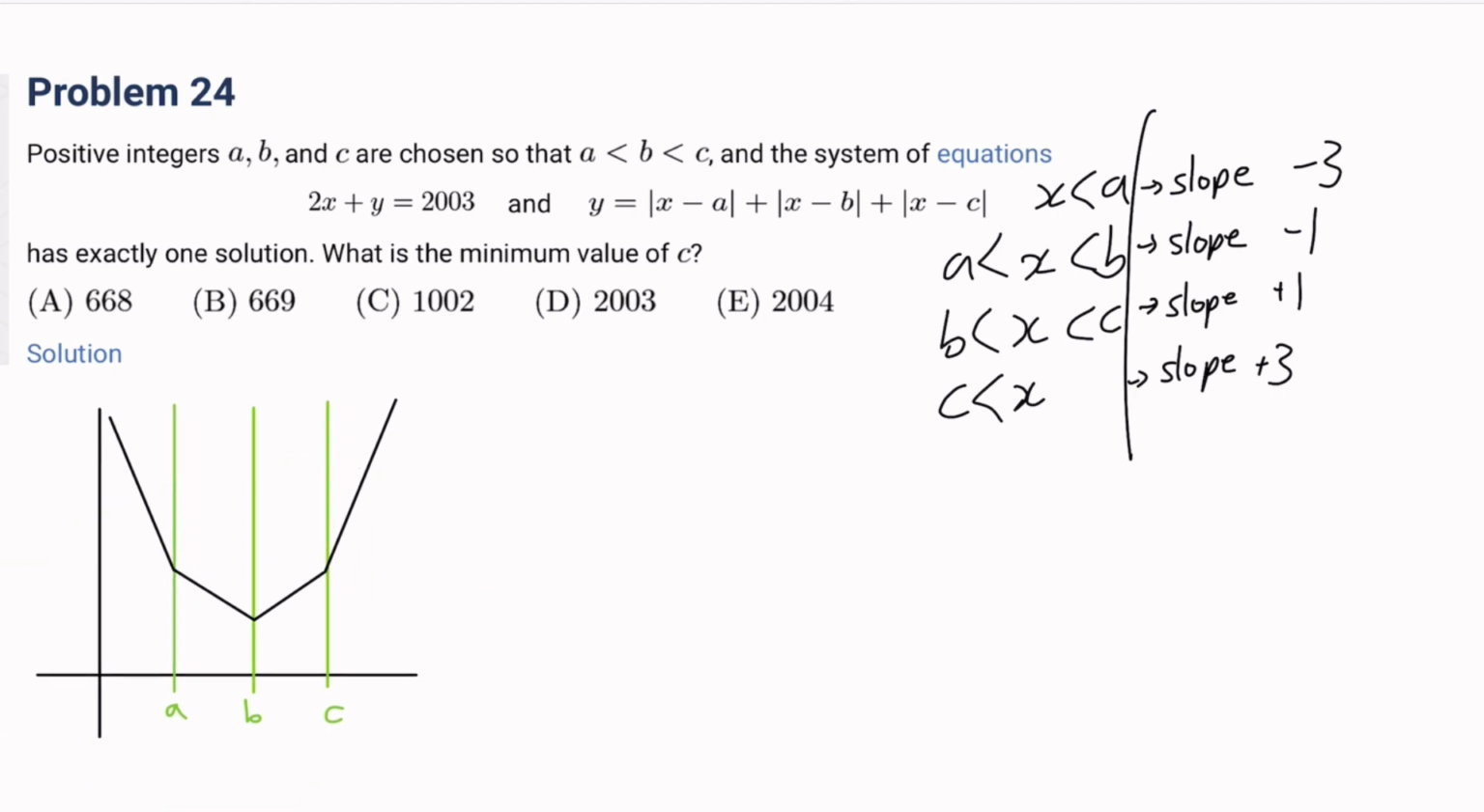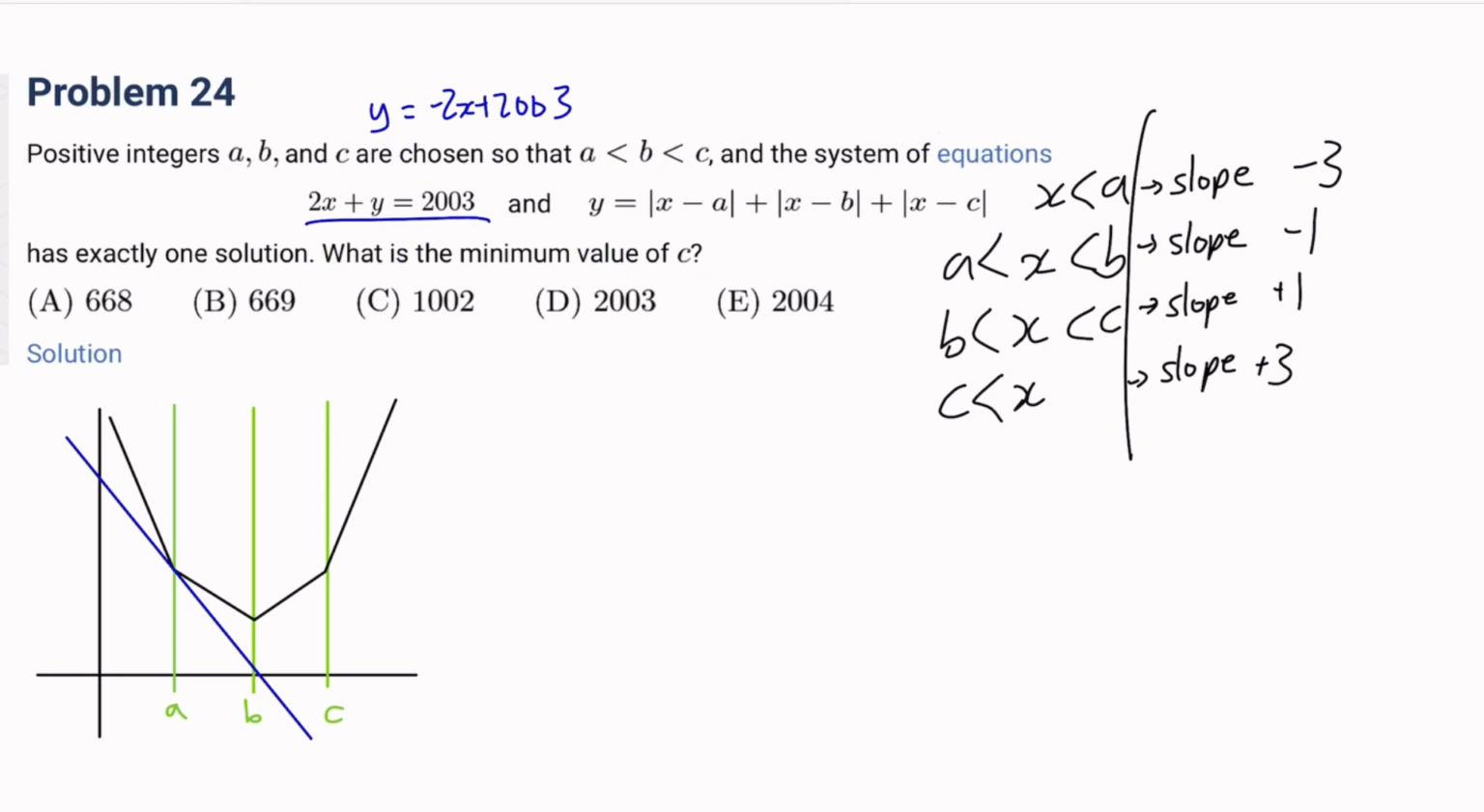And then now we can just have 2x plus y equals 2003, and this is equal to y equals minus 2x plus 2003. And so if we graph that, it will look something like this, right? But then since it has to have exactly one solution, the only way to get that is if it intersects the second equation, this one, at exactly this point, right? So that's the only way that these two can have one solution, right?